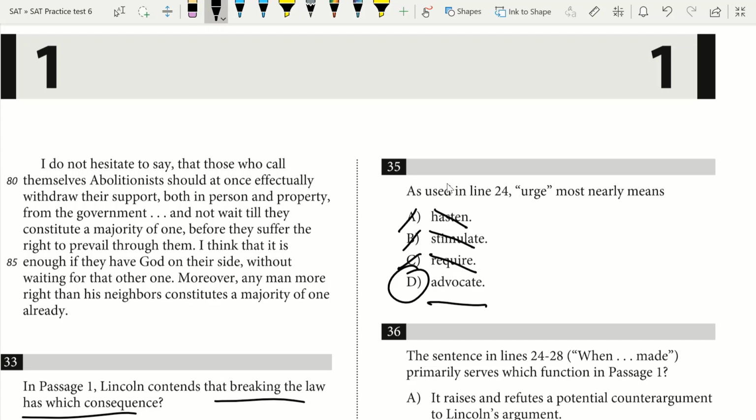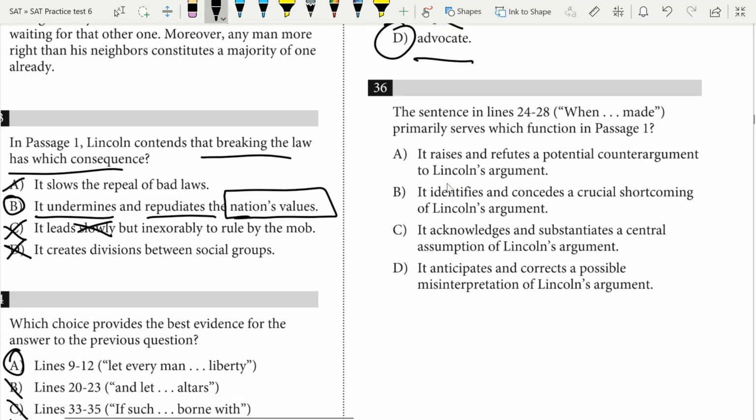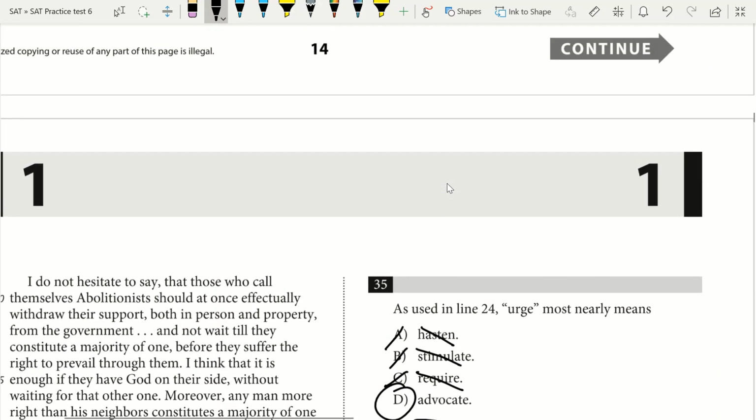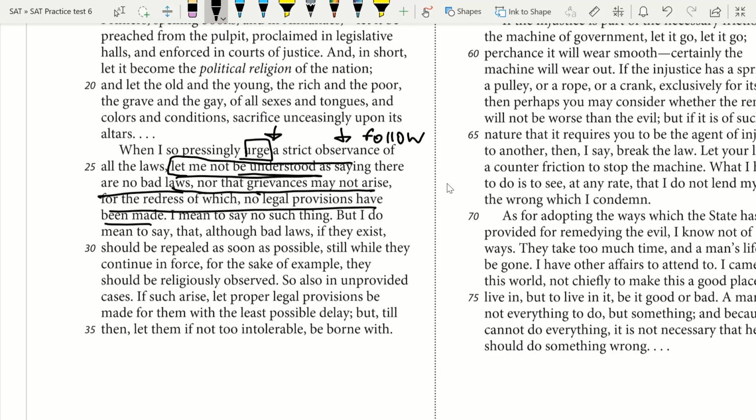All right, question 36. The sentence in lines 24 to 28, when made, primarily serves which function in passage 1? So this one's really a purpose question. What's the purpose of those lines? Let's take a quick look. So it's 24 to 28. I've got, when I so pressingly urge a strict observance of all laws, let me not be understood as saying there are no bad laws, nor that grievances may not arise for the redress of which no legal provisions have been made. He's talking about how there are bad laws, and he wants people to understand that he recognizes that. So he doesn't want to be misunderstood here.